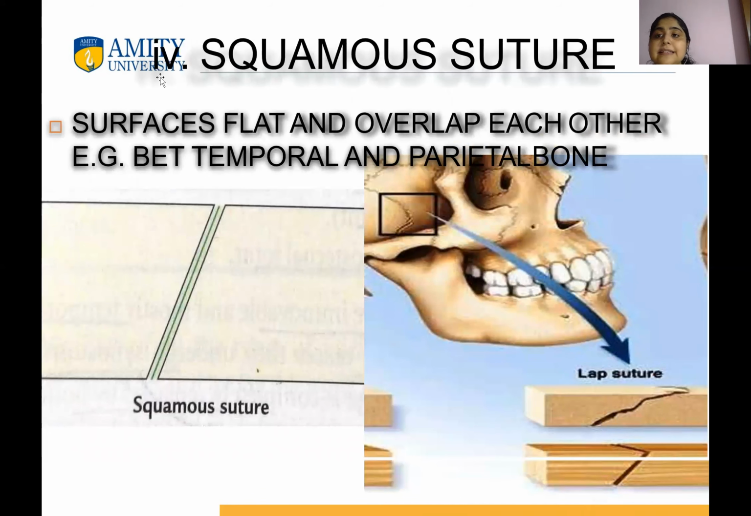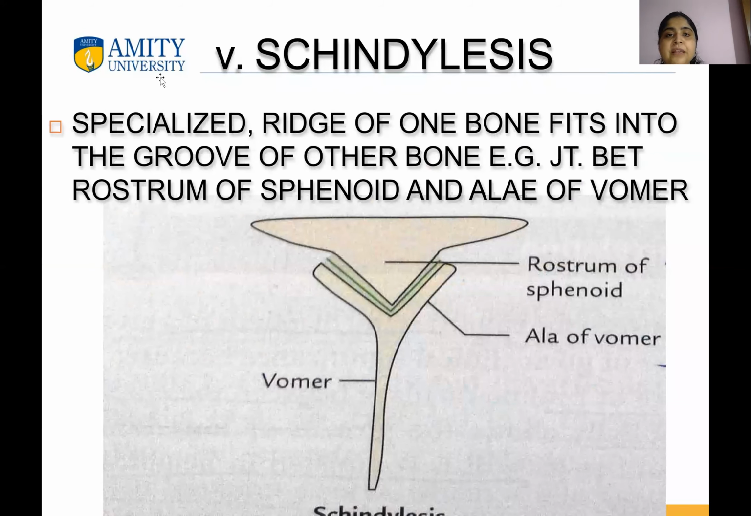Squamous suture, their surfaces are flat and overlap each other. Example, the suture between the temporal and the parietal bone. Syndesmosis, a specialized ridge of one bone fits into the groove of another bone. Example, joint between rostrum of sphenoid and ala of vomer.